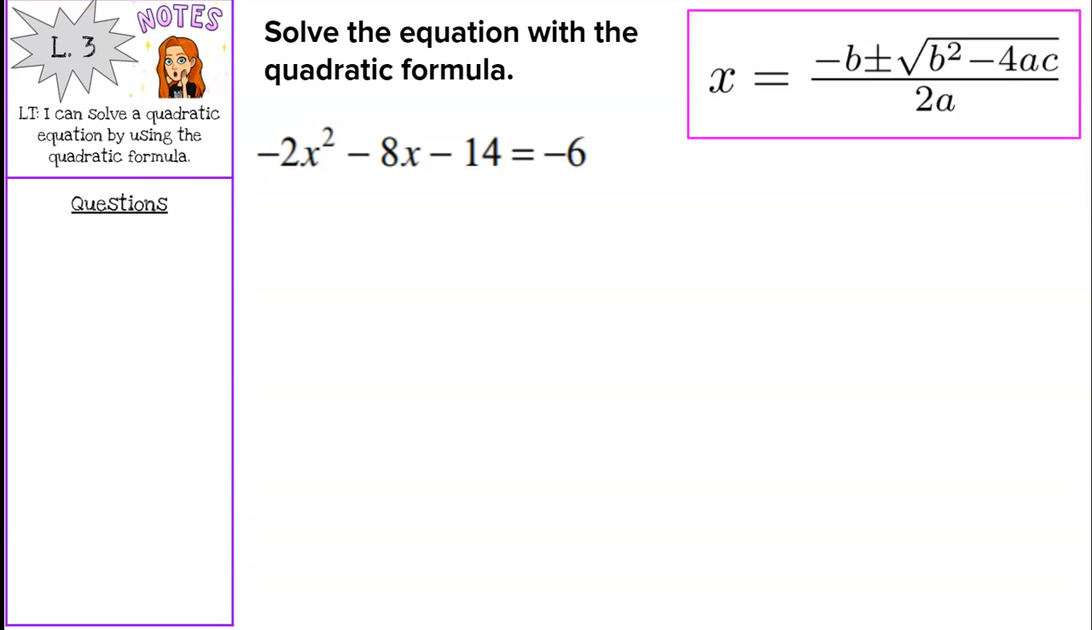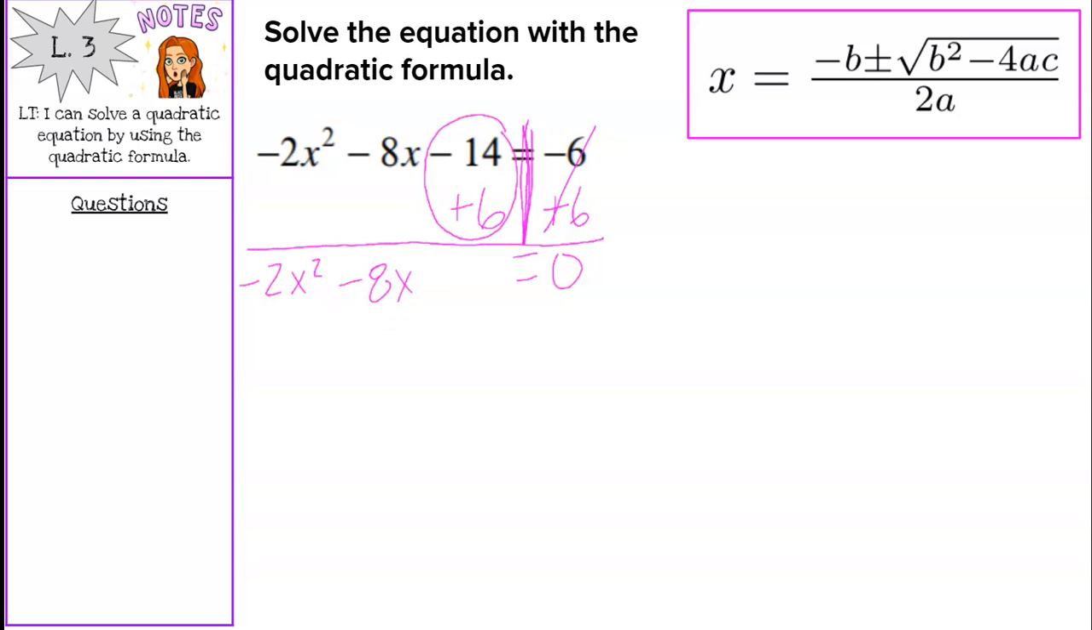We've got negative 2x squared minus 8x minus 14 equals negative 6. Now the first thing we have to do is make this equal 0, because we need it to be set equal to 0. So to do that, we just have to undo the negative 6 with a plus 6 on both sides. Negative 6 plus 6 is 0. We bring down the negative 2x squared, bring down the negative 8x, and then negative 14 plus 6, take the sign with a number, is negative 8.